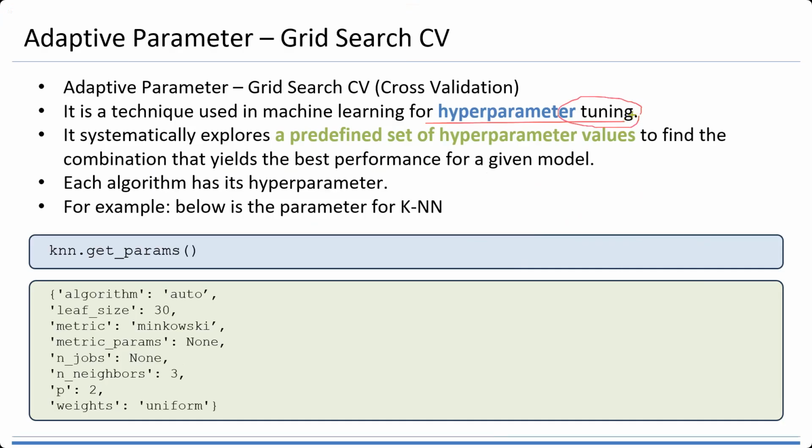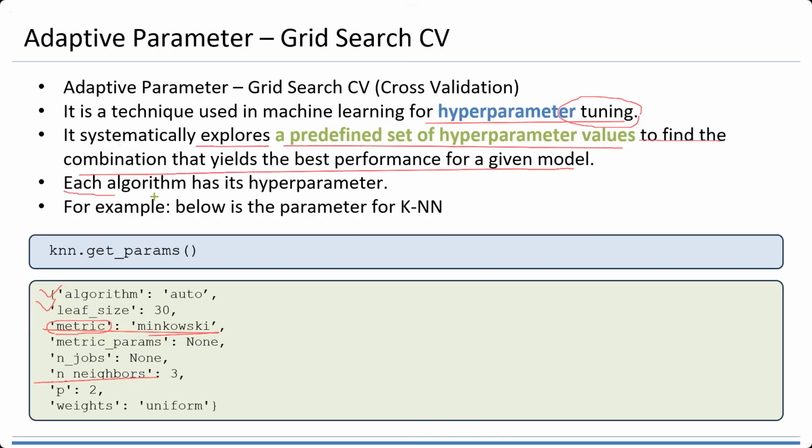So tuning means I will check all the possibilities. I will check what the possible metrics are, then list all the possible metrics. For example, now I'm using the metric and the neighbors only. For the remaining, you can check the documentation. We will explore a predefined set of hyperparameter values to find the combination that yields the best performance for a given model.